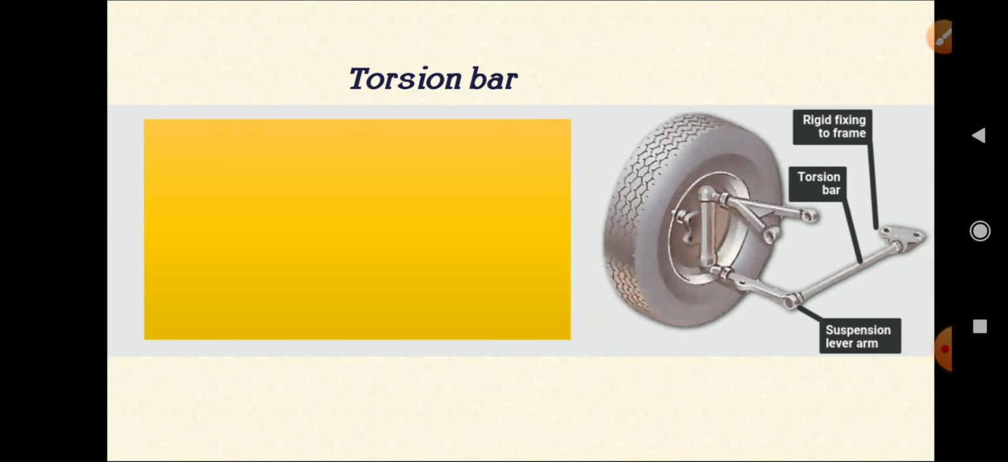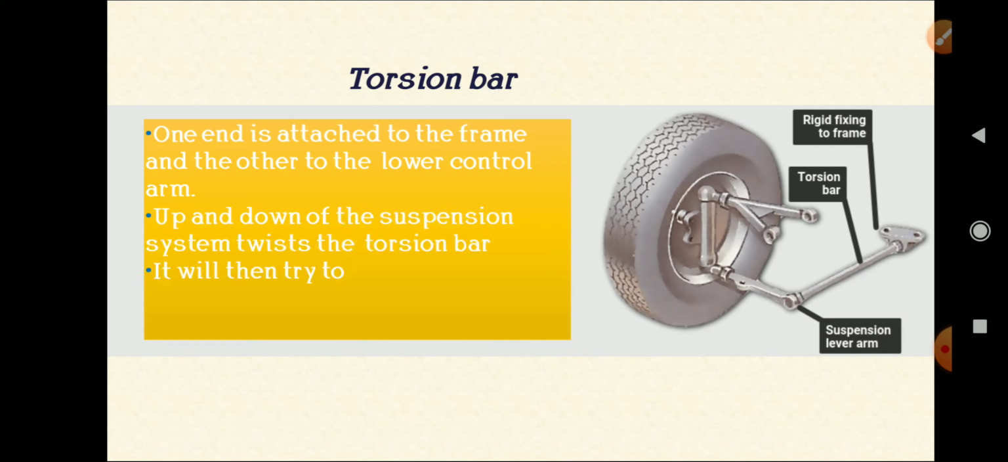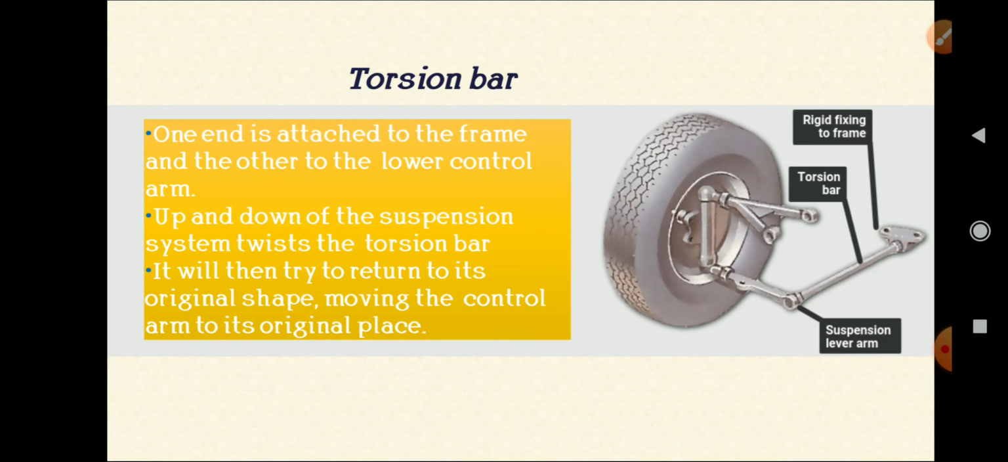Finally, the torsion bar. The torsion bar has one end attached to the frame and the other to the lower control arm. With the up and down motion of the suspension system, the torsion bar is twisted, and it then tries to return to its original position, moving the control arm to its original place. Now you can see the figure.